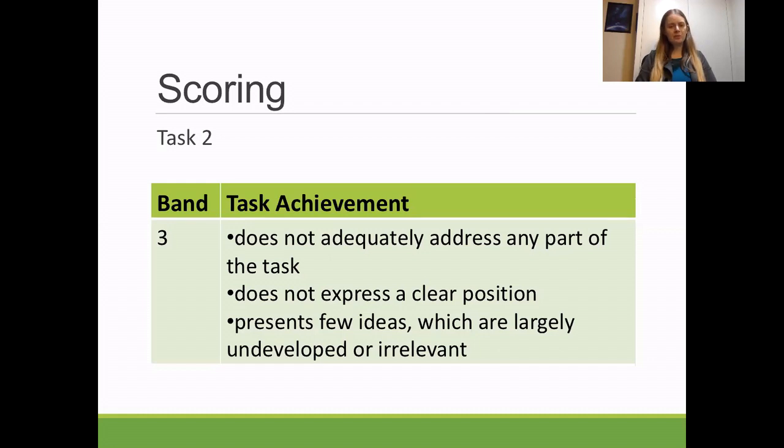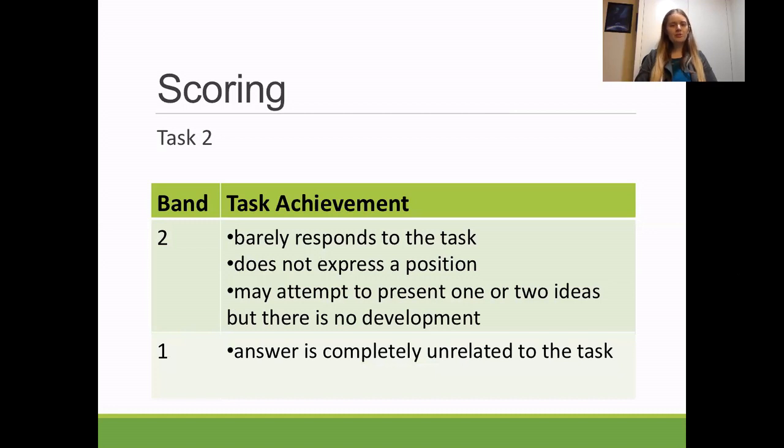A score of 3 would mean that your writing does not adequately address any part of the task. So you are not answering the question. You do not have a clear position, and you only present a few ideas and they're not developed well enough, or they're not related enough to the original topic.